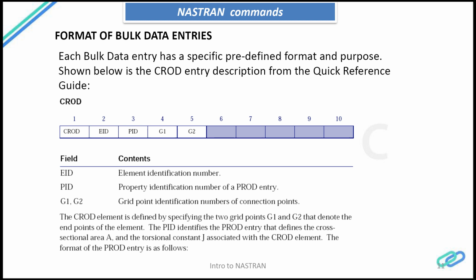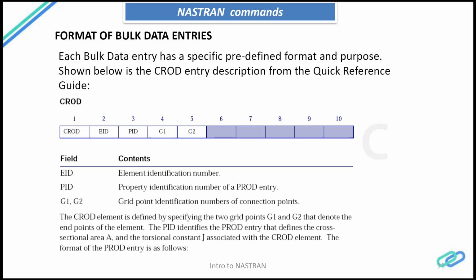Looking at the bulk data entry for this rod element, we know that it has two nodes. This will be the standard bulk data entry for the rod element. Each rod element will be denoted by its element ID, property ID, which is how we create the properties, and then it will be referred to by its two grid points, two node points.